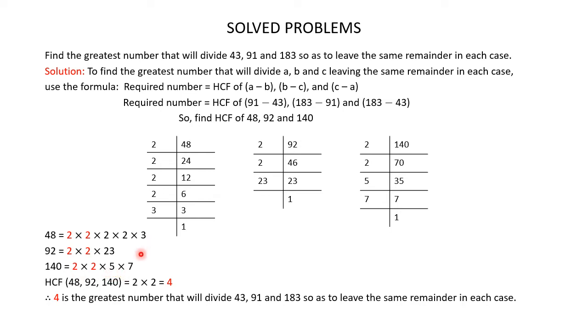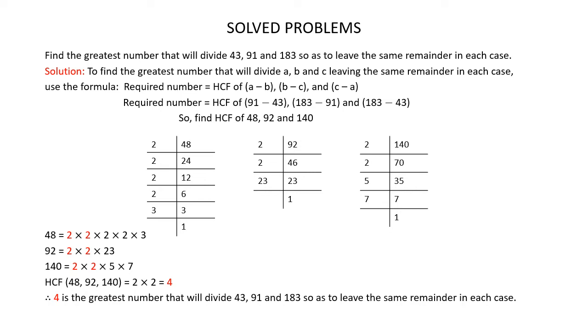When you look at these factors, you will see that 2 and 2 are the common factors. So HCF of 48, 92 and 140 is equal to 2 multiplied by 2, which is 4. So 4 is the required number here. This means that 4 is the greatest number that will divide 43, 91 and 183 so as to leave the same remainder in each case.